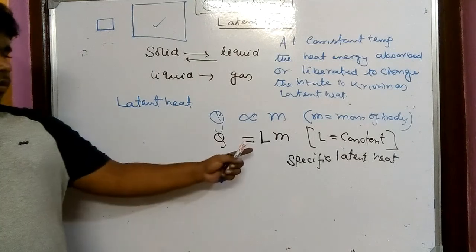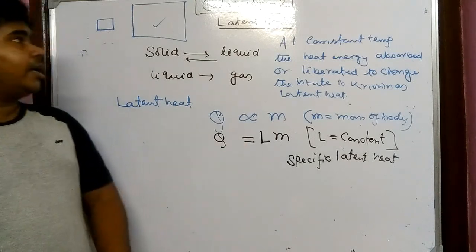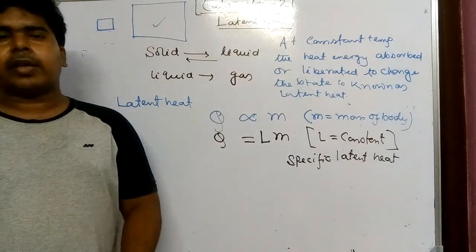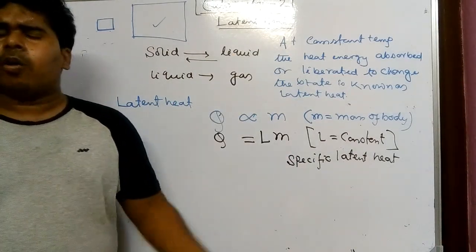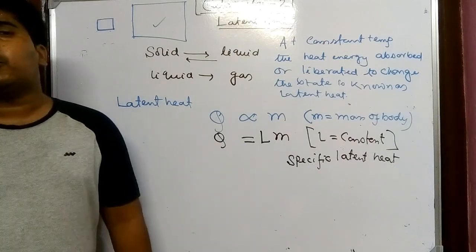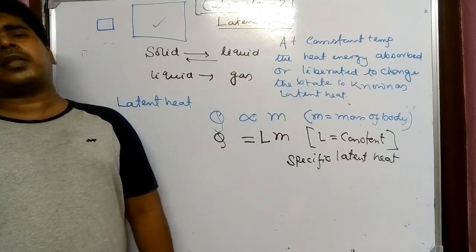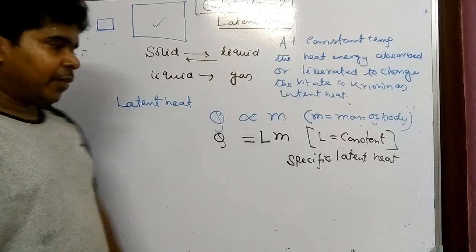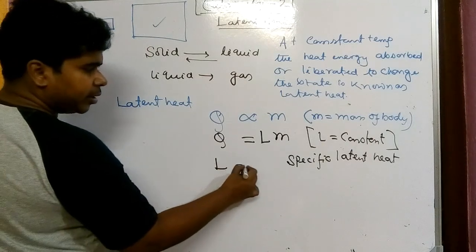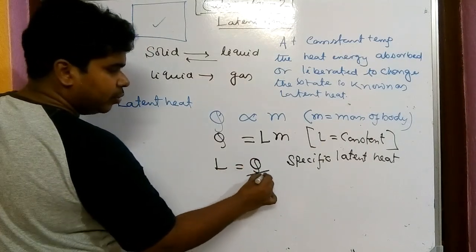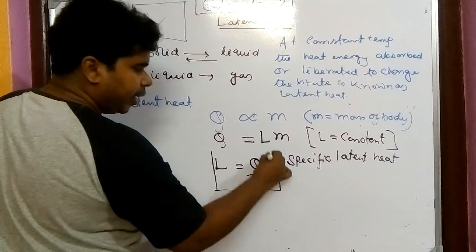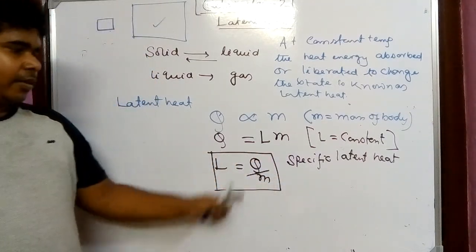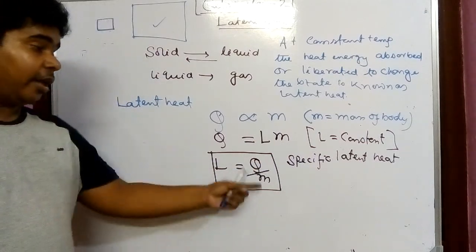That's why, if I am talking about ice, whatever the value of L, if I take another solid like wax, lead, iron, or copper, then the value of L will change. For different substances, the specific latent heat will be different. So if I want to find specific latent heat, L equals Q by M, where Q is the latent heat energy and M is the mass.